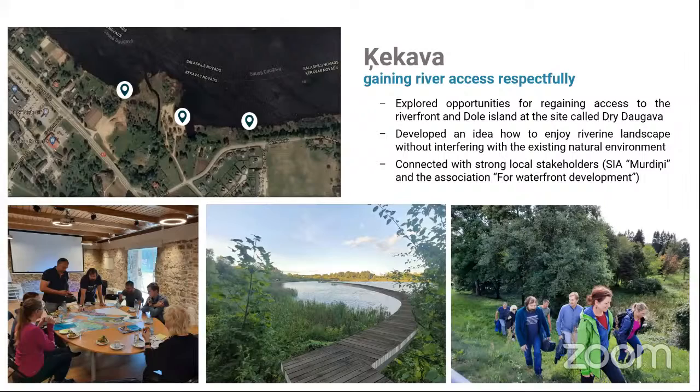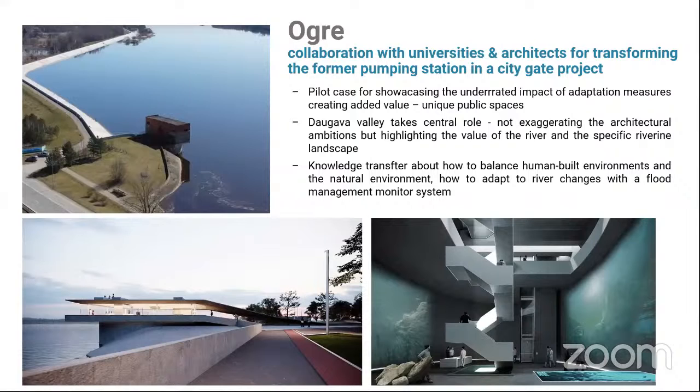And then in Ķekava, we explored options for how to regain access to the river, but do it respectfully, respecting the existing biodiversity. Here an idea with the local stakeholders was born for a floating bridge to let people enjoy this riverine landscape from afar without intruding. And the last case, Ogre, brought us a huge knowledge transfer and presented itself as a good example of how to manage a complex river-city relationship. Ogre has set in place a monitoring system for flood management, and by building this dam for protection, it is also creating additional values, such as unique public spaces for people to enjoy.